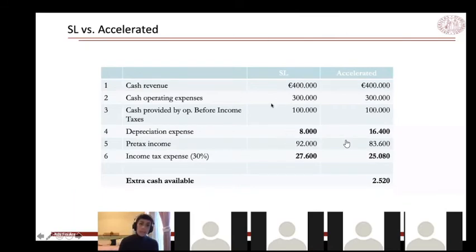Again, this is a very easy example to show you the effect on the net income. Here, it's a cash revenue, so there's no accrual, to make it easier on the revenue, and it's the straight line versus the accelerated depreciation. Then you can see how the income tax expense is computed differently, and how this leads to extra cash available just because of the depreciation method that has been chosen.